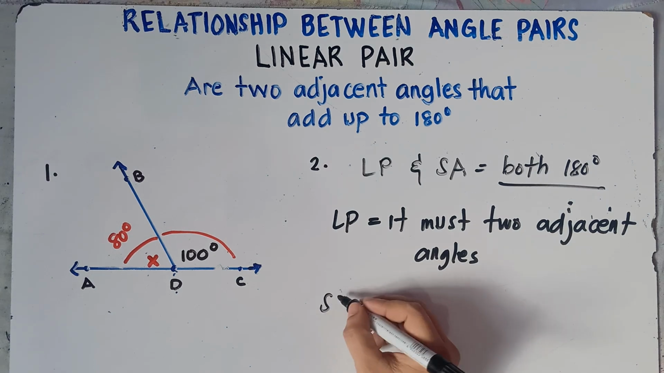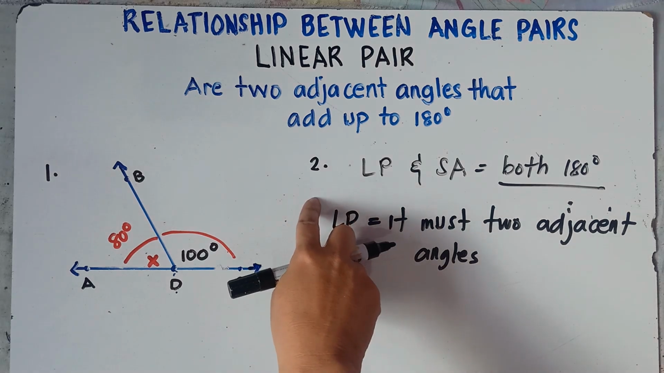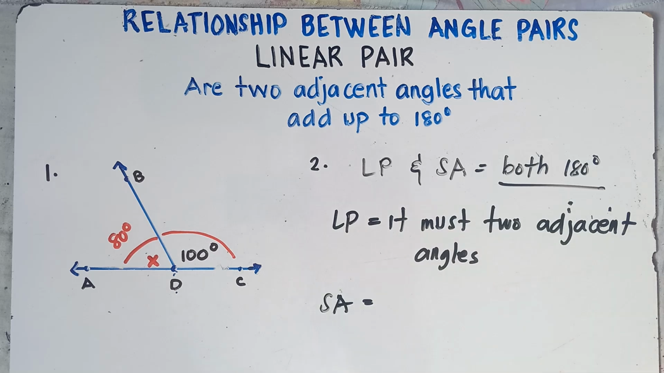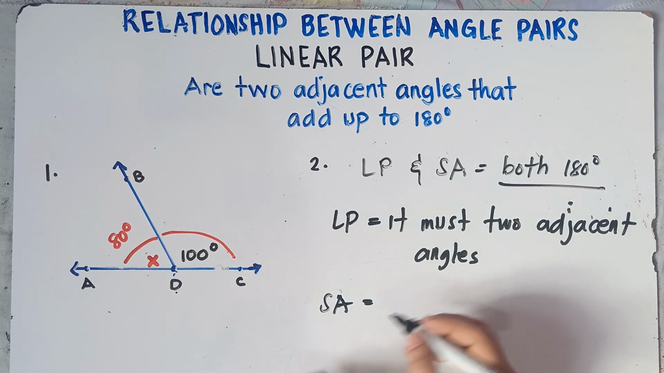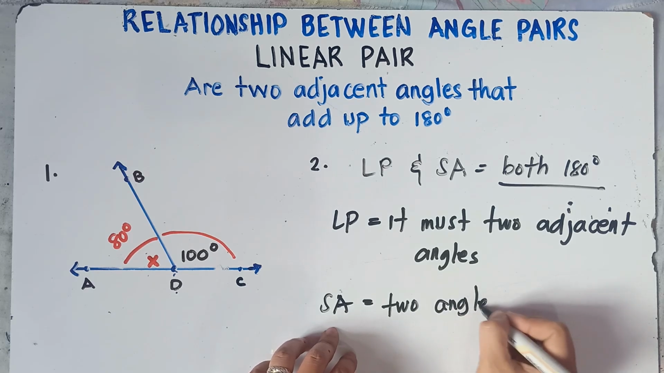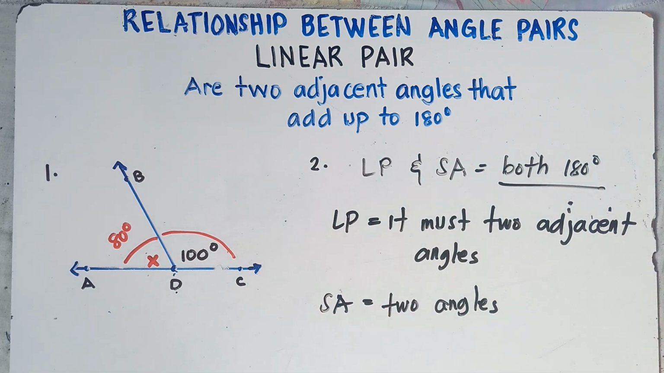Now for the supplementary angles, you don't need to have two adjacent angles. We already explained that on the second part or second example. We have two angles that are far away from each other. It's not adjacent angles, but we call that one supplementary angles. Once again, for the supplementary angle, it's not necessary to have two adjacent angles. At least we have two angles that add up to 180 degrees. Once again, for supplementary angles, two angles add up to 180 degrees. It could be adjacent angles, it could be not. At least the two angles add up to 180 degrees.